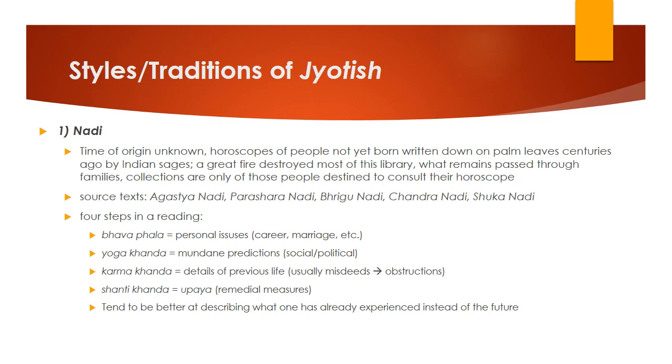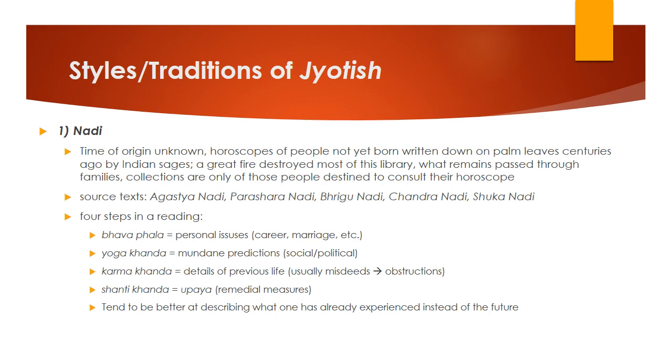Okay, so in this style of Jyotish, there are 4 steps in a reading that will be covered. The first step is the Bhava Phala, which are personal issues, things like career, marriage, health, that sort of thing. Then there's the Yoga Kanda, which is mundane predictions, and this gives a prediction of the social or political milieu that's occurring at the time that somebody is living their life.